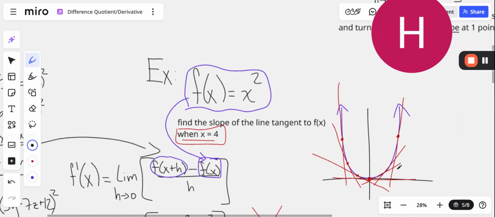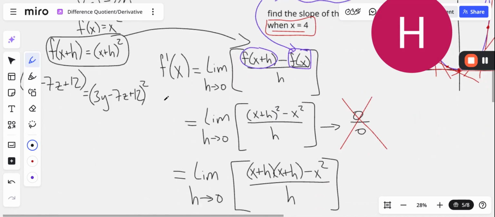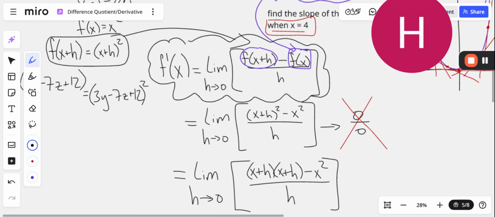That's the line that touches the graph at a point and sort of continues on with the same slope while the function is changing its slope. We use this difference quotient definition, so make sure you are familiar with that definition of the derivative, because we're going to use this in some examples today.